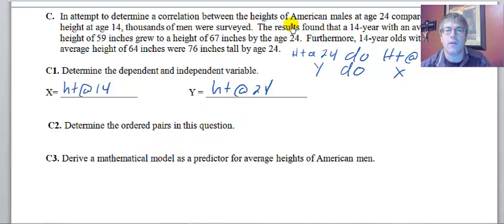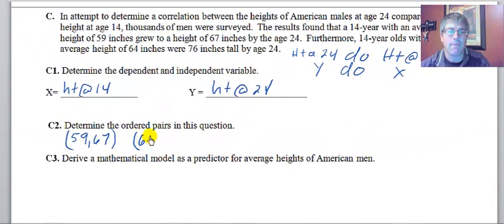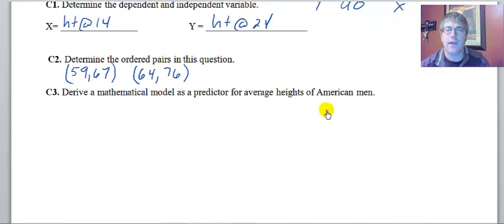Determine the ordered pairs. The results found that a 14-year-old with an average height of 59 inches grew to a height of 67. So that's one of our ordered pairs: (59, 67). If you're 59 inches tall at 14, you grew to be about 67 at 24. And furthermore, 14-year-olds with an average height of 64 grew to 76 inches tall. So there are two ordered pairs. And we'll repeat that process again.